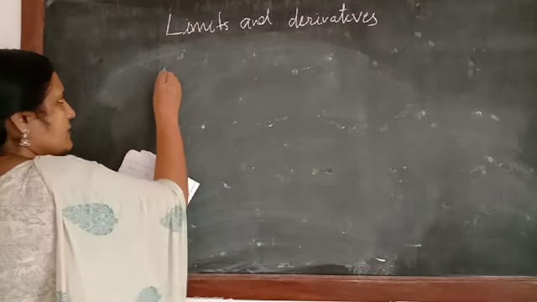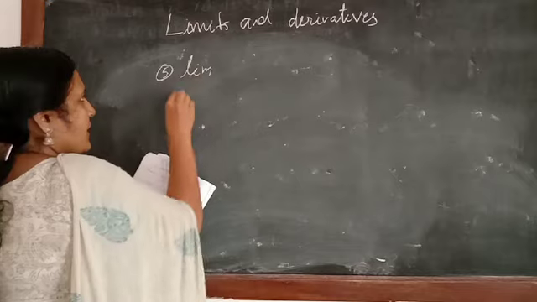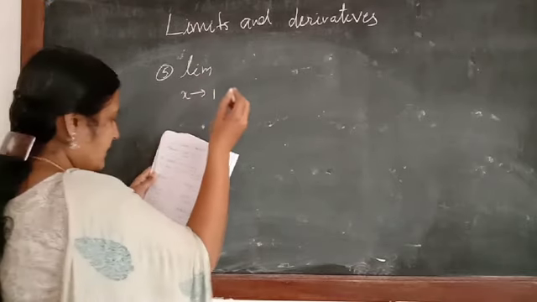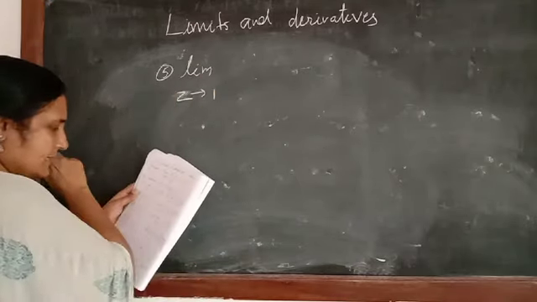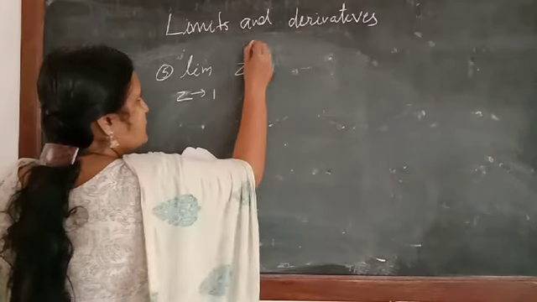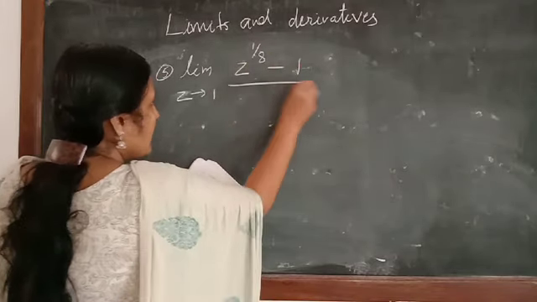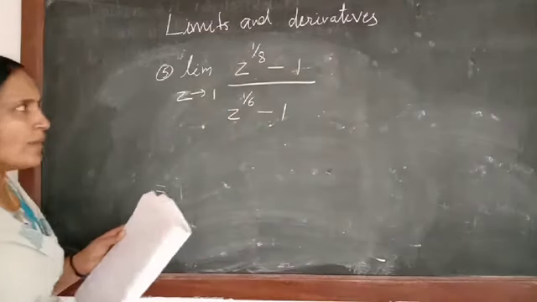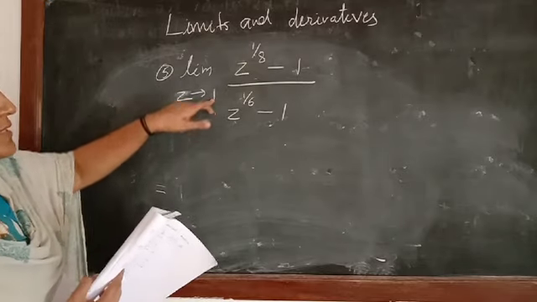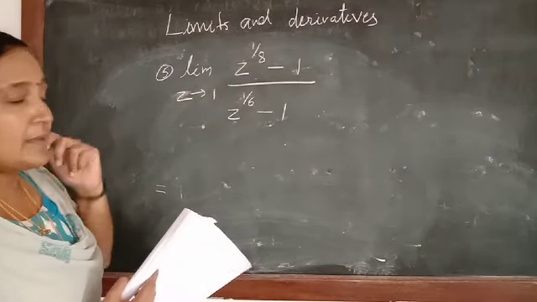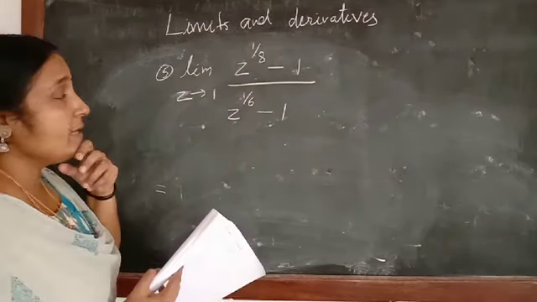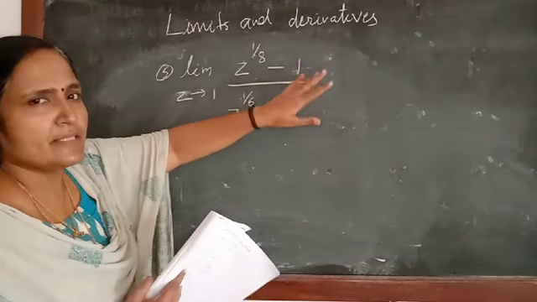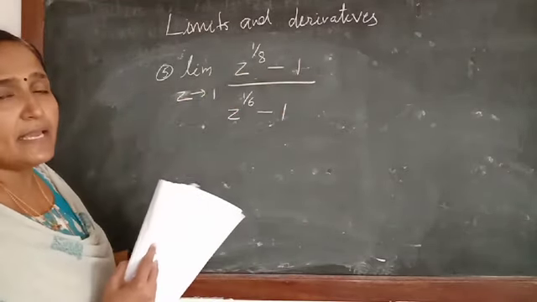Evaluate limit z tends to 1, z raised to 1 by 8 minus 1 by z raised to 1 by 6 minus 1. Rest everything okay. z raised to 1 is there. Here also we have 1 only. But again what we need there? In the denominator we need a linear polynomial. Power of z and power of this number, one power is 1 only. Power of the number should be 1 only.